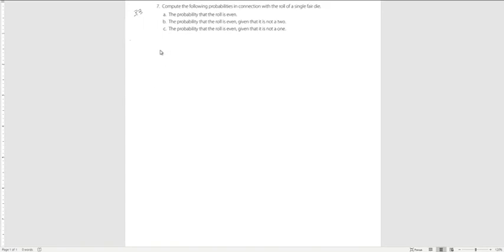Alright, we're in Chapter 3, Section 3 on conditional probabilities, so we'll be doing some conditional things here. Alright, number 7. Compute the following probabilities in connection with the roll of a single fair die.